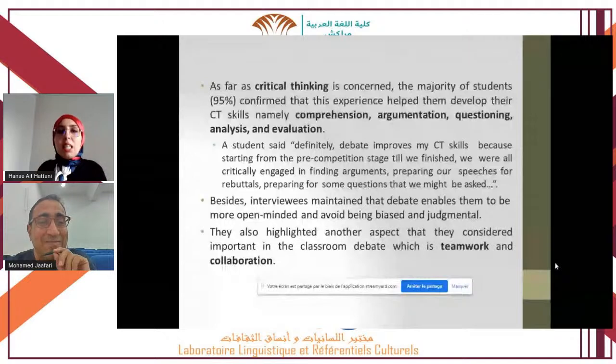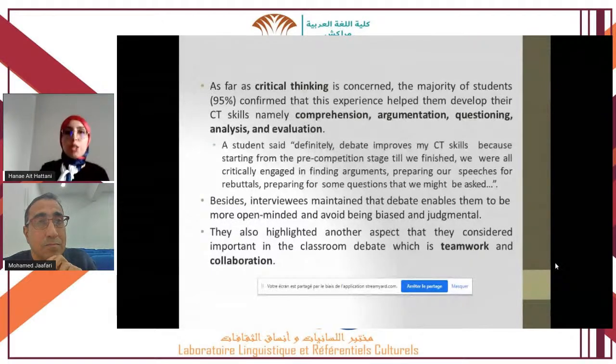Okay, so besides, I said that it enabled them to be more open-minded and avoid all kinds of bias or being judgmental. They also highlighted another aspect, which was also confirmed during the observation, which is teamwork and collaboration.